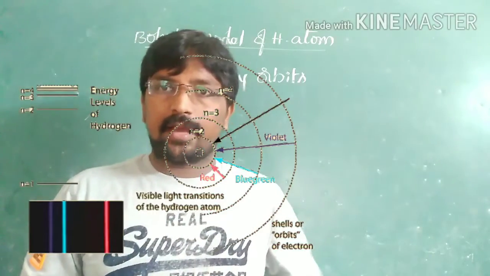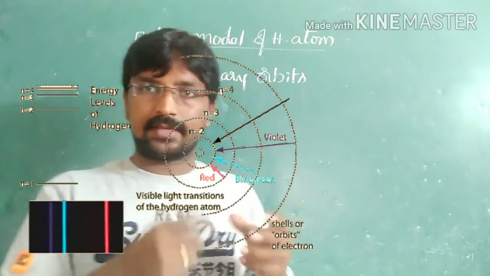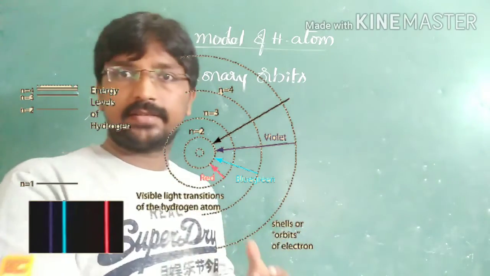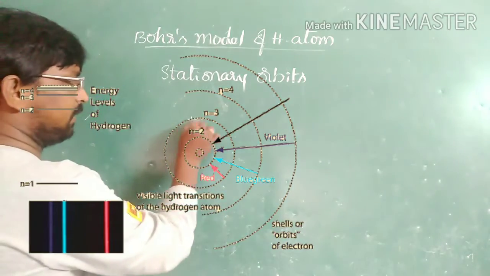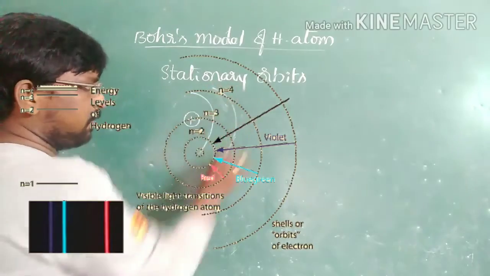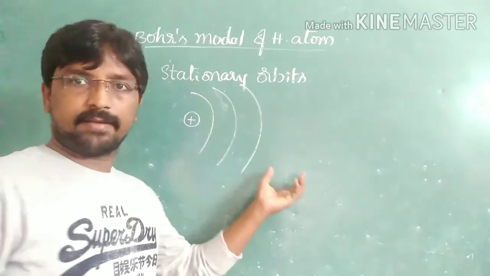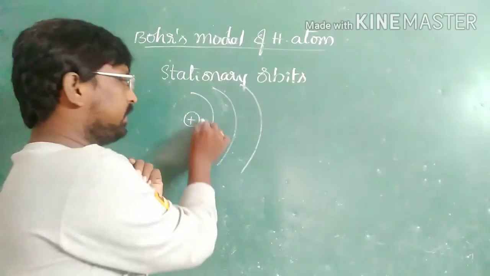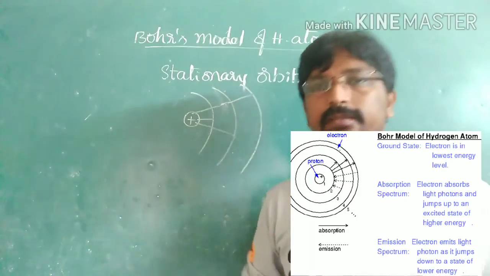These stationary orbits are present at different distances from the nucleus. Let us see, this is the nucleus. Around the nucleus there are different stationary orbits, present at different distances from the nucleus.